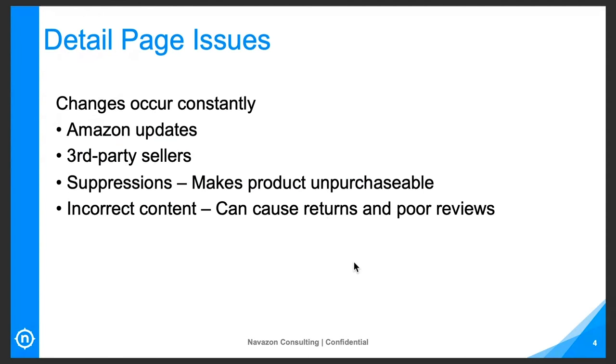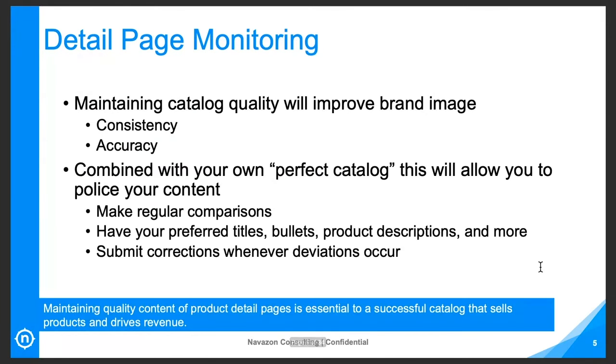There's plenty of detail page issues that can pop up, and plenty of sources for them, whether it's Amazon or third-party sellers or even the customer. That's why it's really important to be monitoring your detail pages. Maintaining catalog quality will help you improve your brand image. Having a consistent brand image across all of your products is important to allow customers to get to know your brand and your lifestyle. Combining the data that you can get with Amazon with your own perfect catalog will allow you to police your content. Just by looking at detail pages online, you can see if things change.